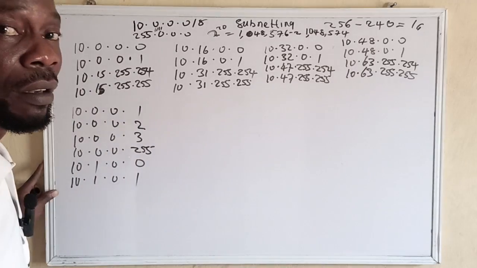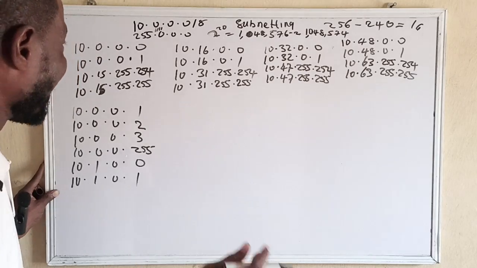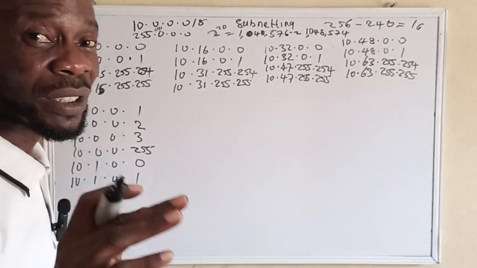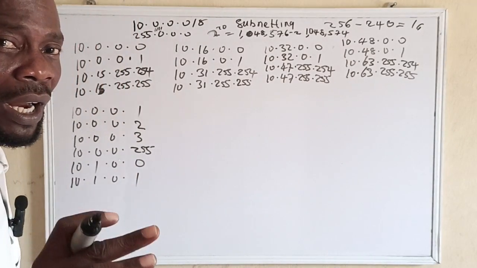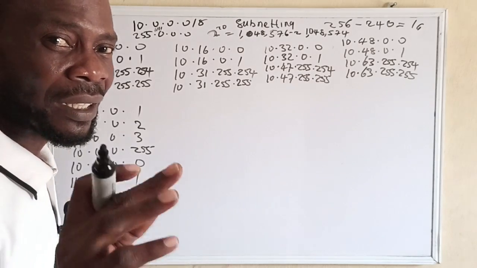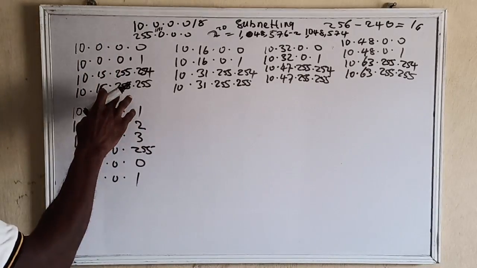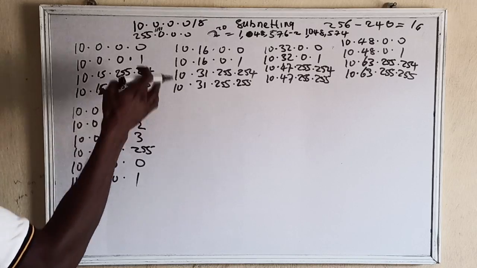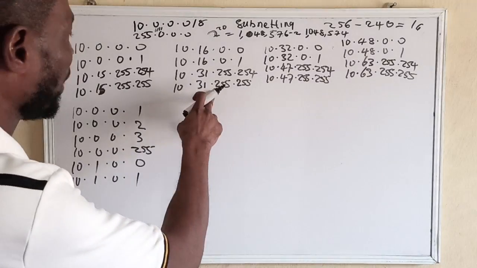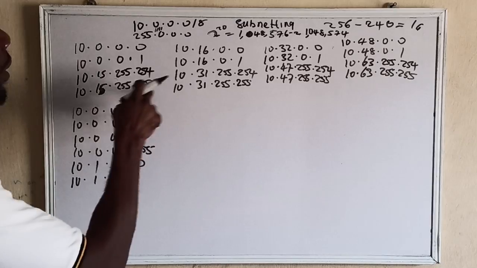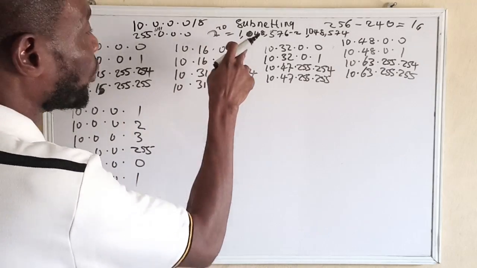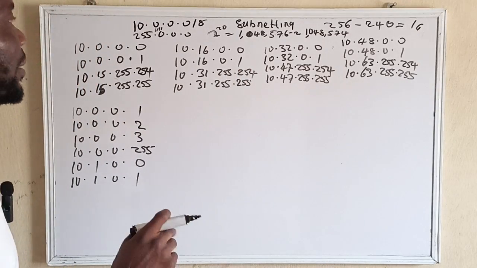This one is just like time. The difference is that this is 4 octets, while time is 3 octets: hour, minute, seconds. Now you can see 4 octets is here. Before it comes to here, the broadcast is the last one. The next one is 16.0.0. Okay, that is it.